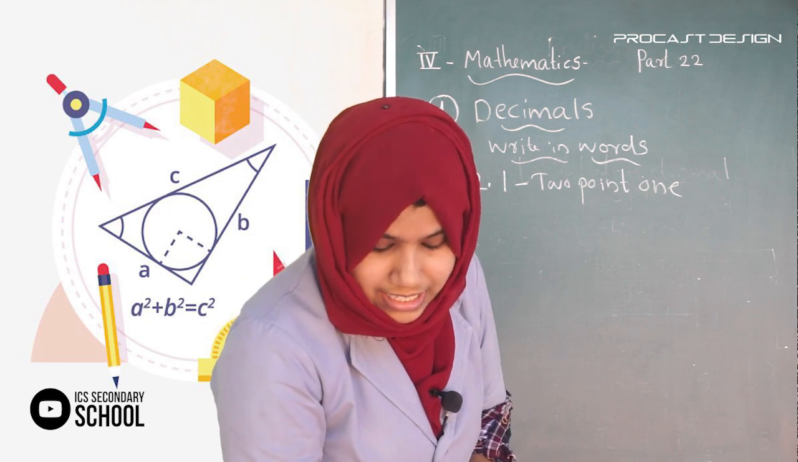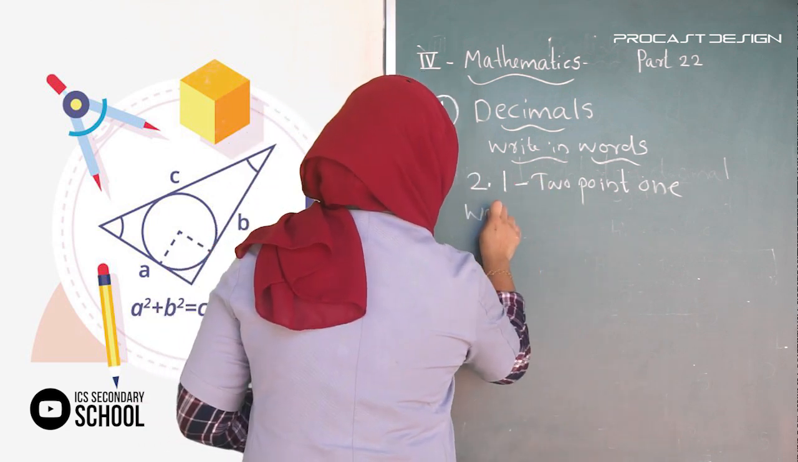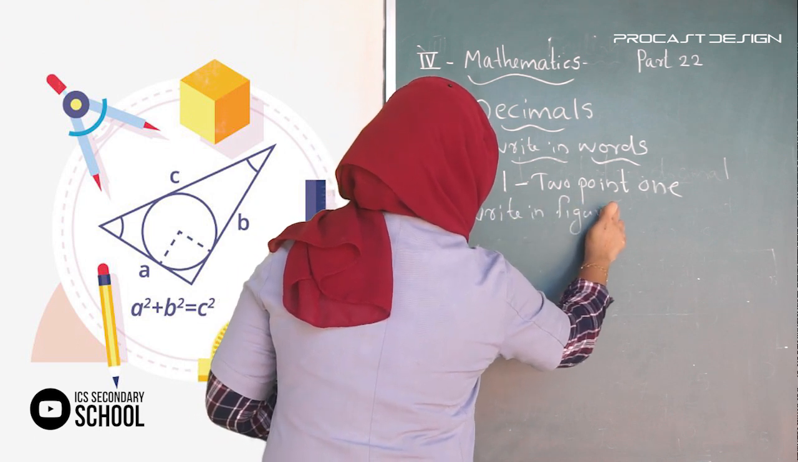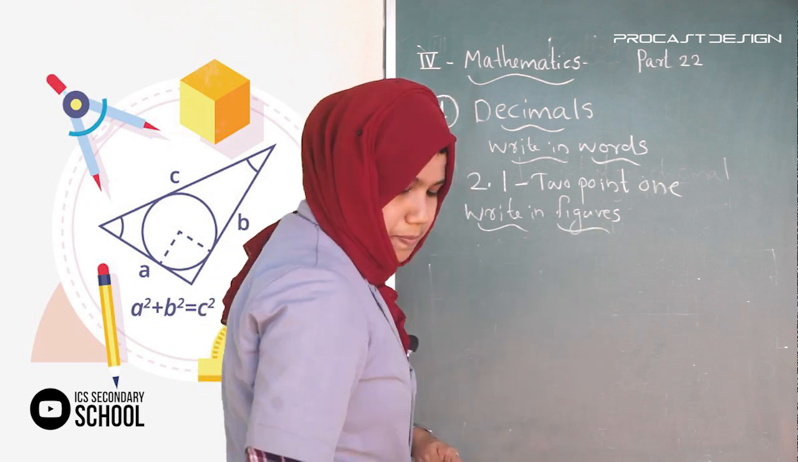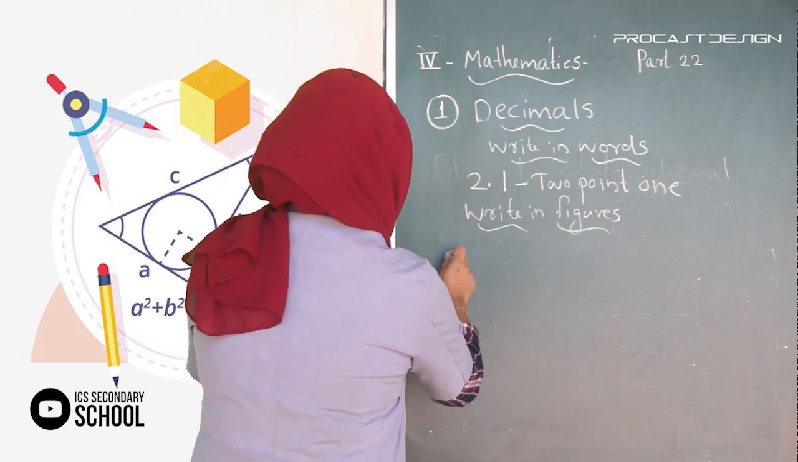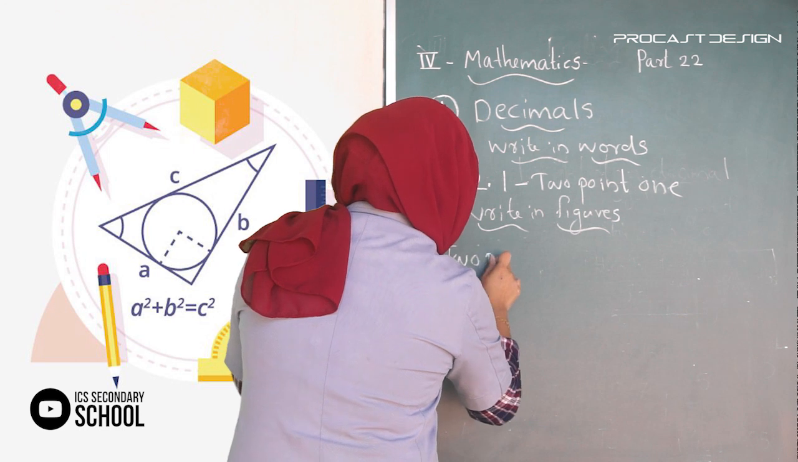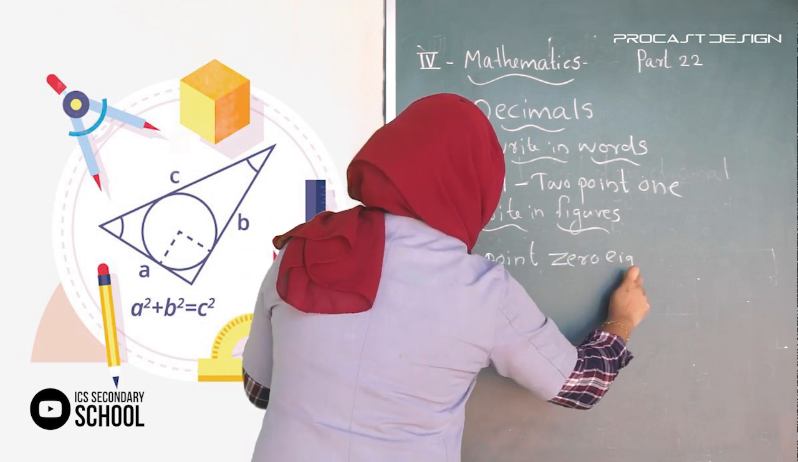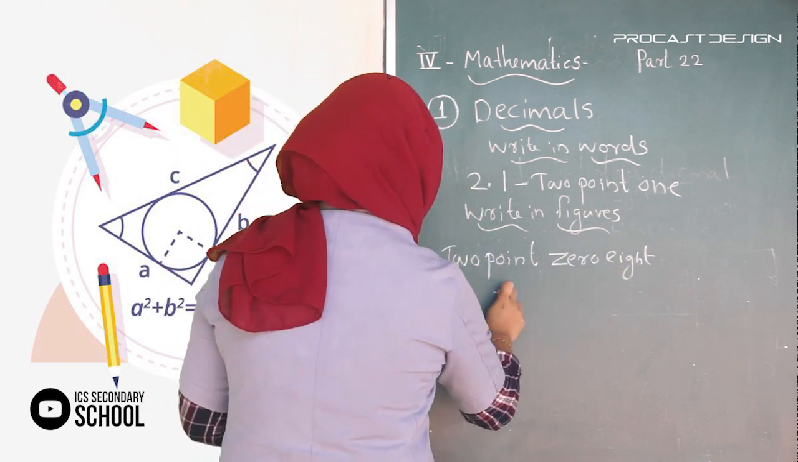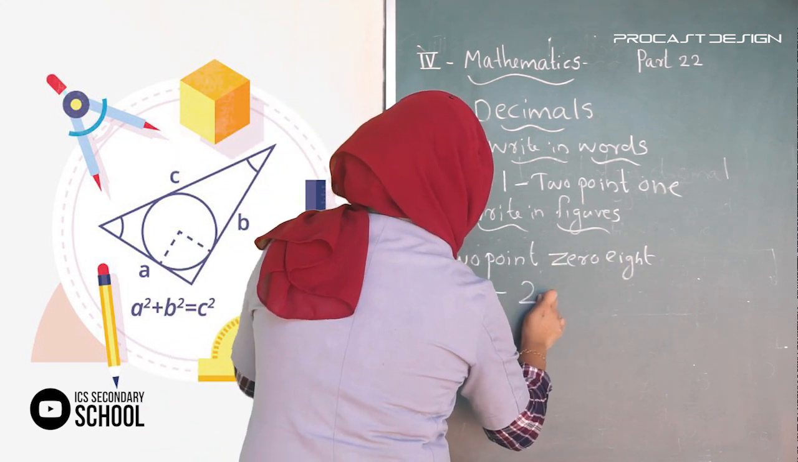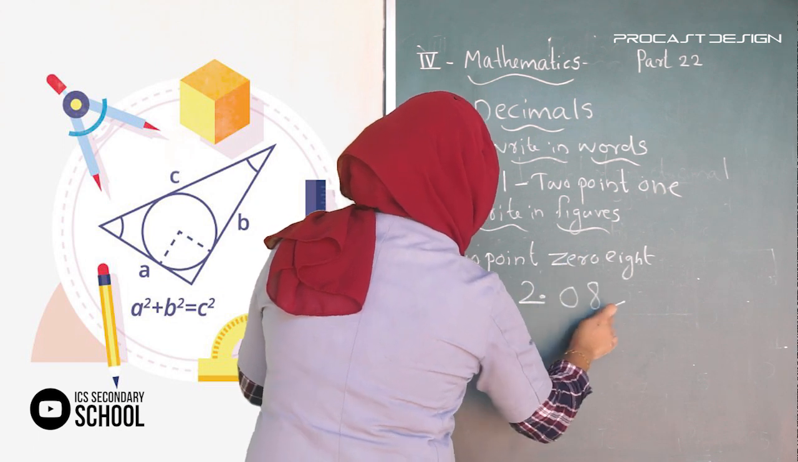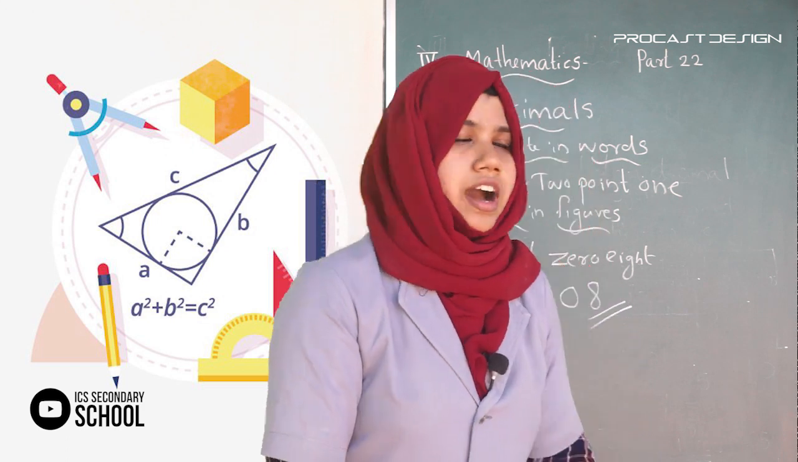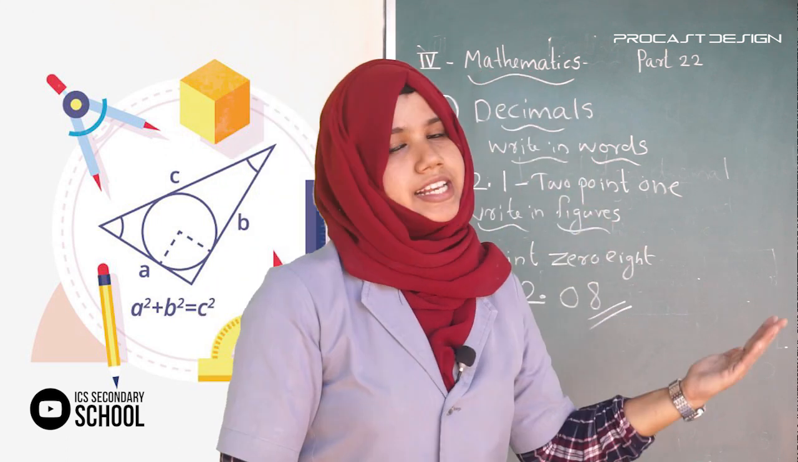Next is write in figures. Write in figures. That means 2.08. So we have to write in figures. 2, yes, 0.08. Simple. So exercise 1, A, B are like that. First one is write in words, next is write in figures.